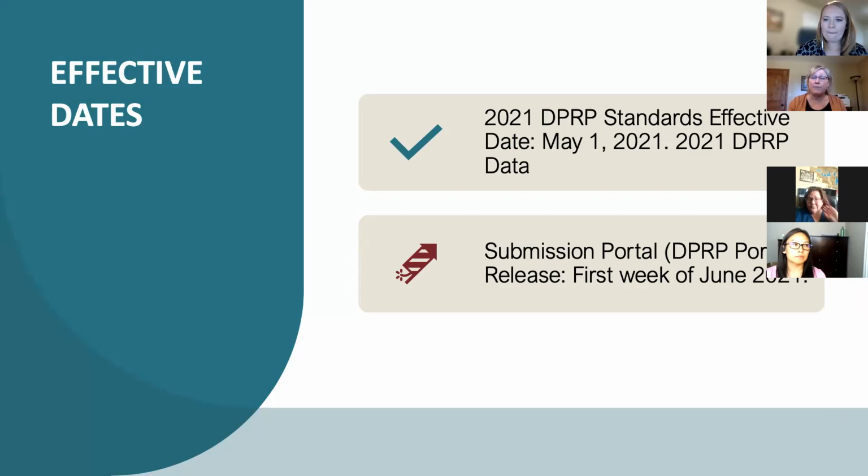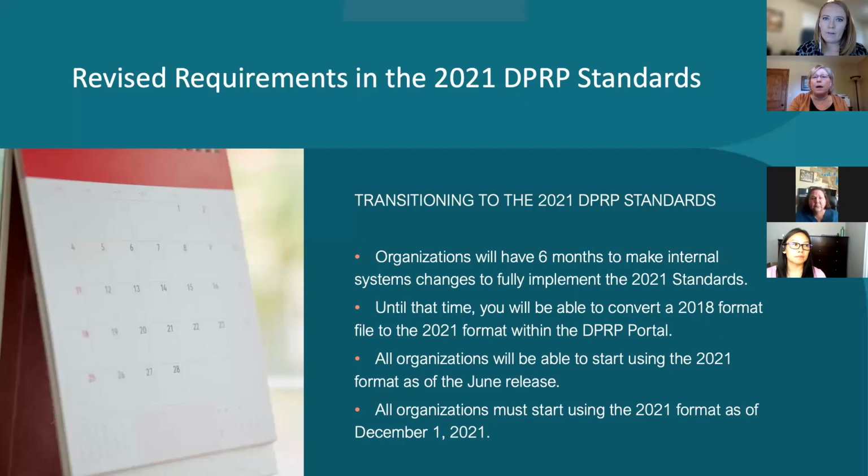So as of May 1st, 2021, the new 2021 DPRP standards became effective. And the new submission portal was released the first week of June in 2021. With the new DPRP standards, organizations will have 6 months to make internal system changes to fully implement those 2021 standards. So until that time, you're going to be able to convert your 2018 format file to the 2021 format within that DPRP portal. If you have not converted it, you can do it right there.